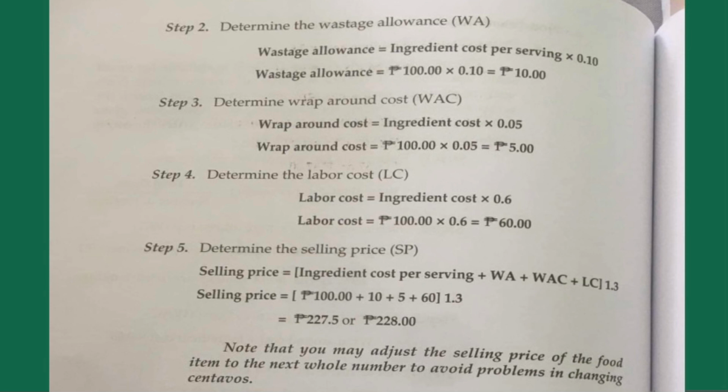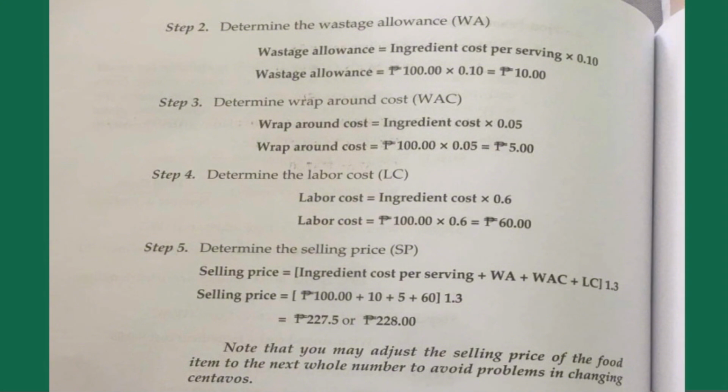Step 2. Determine the wastage allowance. Wastage allowance equals ingredient cost per serving times 0.10, equals 100 pesos times 0.10, equals 10 pesos. Step 3. Determine wrap-around cost. Wrap-around cost equals ingredient cost times 0.05, equals 100 pesos times 0.05, equals 5 pesos. Step 4. Determine the labor cost. Labor cost equals ingredient cost times 0.6, 100 pesos, which is the ingredient cost, times 0.6 equals 60 pesos.